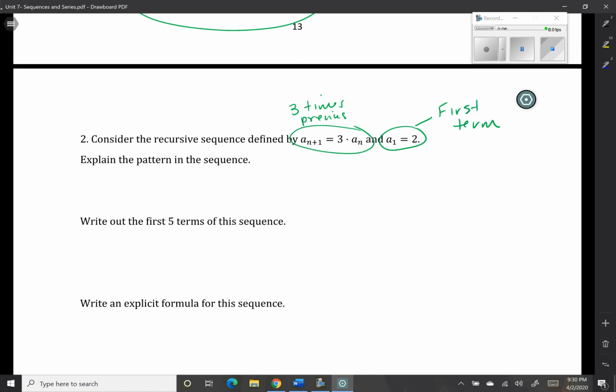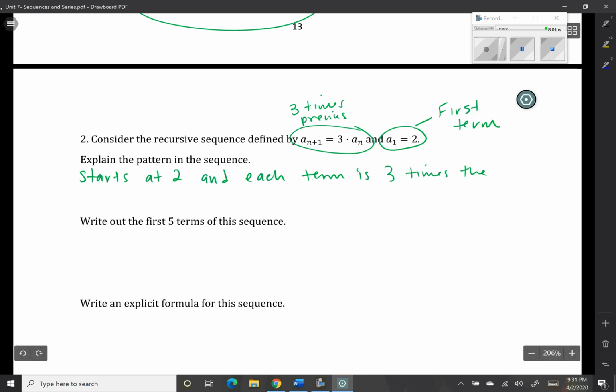Now, before we even do anything, I already know what type of sequence this is going to be. Because we're talking about multiplication, this is going to generate a geometric pattern. So it says explain the pattern of the sequence, right? So we'd say the sequence starts at 2, and each term is 3 times the previous term.